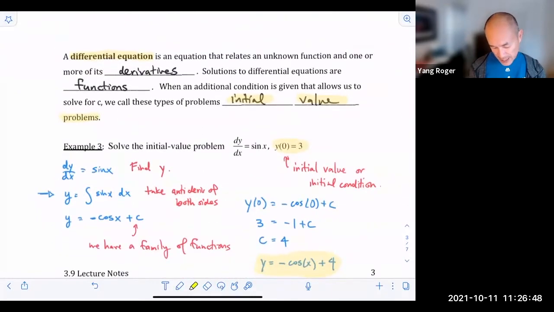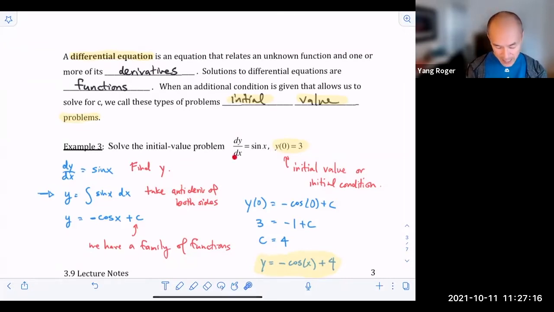So the next thing that we talk about is something called the differential equation. And the word equation means there's an equal sign in there. You have two expressions that are equal to each other. And we call an equation a differential equation if the equation has derivatives. So the interesting thing about a differential equation is that the solutions aren't numbers. The solutions are going to be functions.